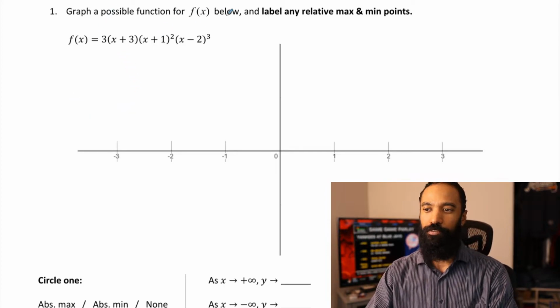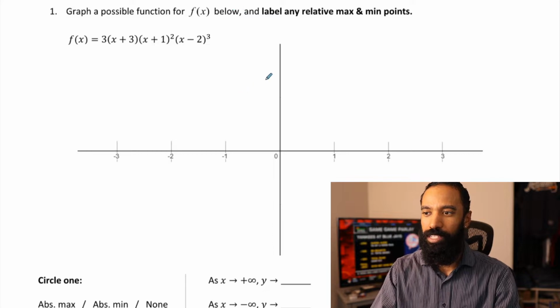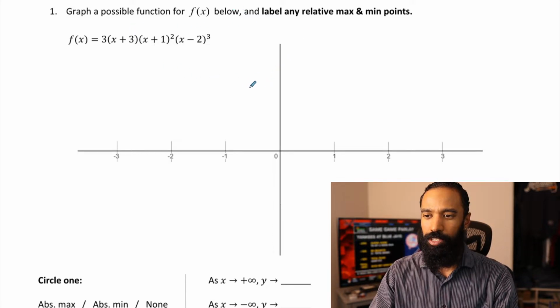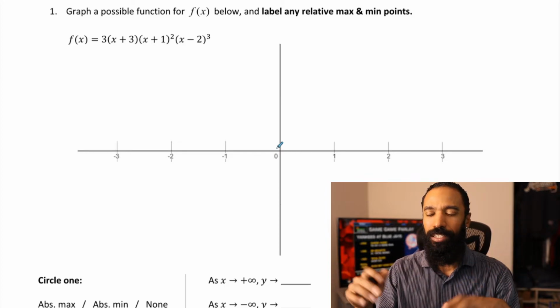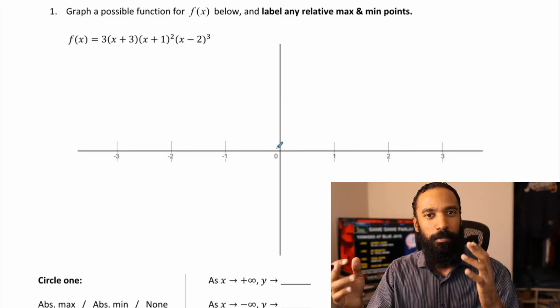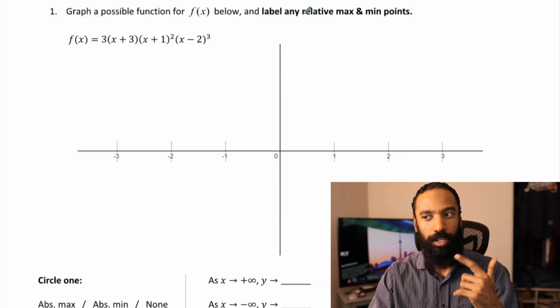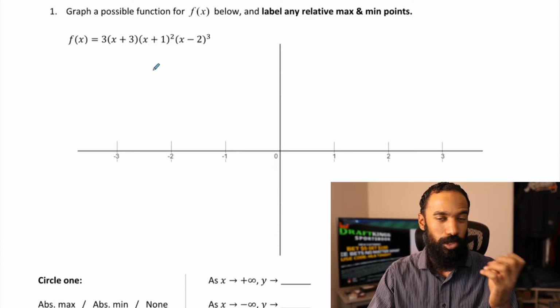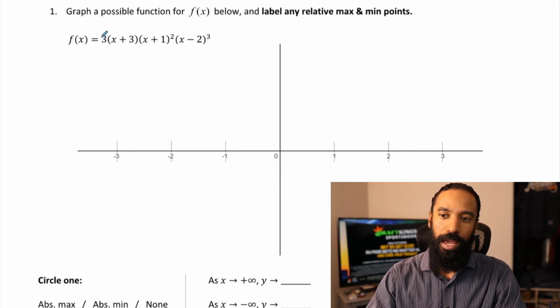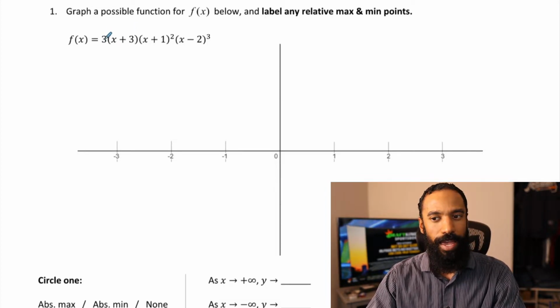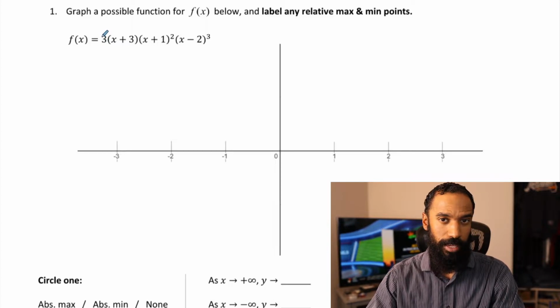Graph a possible function for f of x below and label any relative max and min points. And by possible just means there's no scale on y here. We've got to make sure that it looks right. We don't really have the relative mins and maxes in play necessarily, but we're going to locate where they would be. We just don't have the actual heights of them. That's a calculus thing. All right, so this 3, I'm not going to say it's irrelevant. It's going to have to do with the y-intercept, but it's a positive number. That's all I care about.